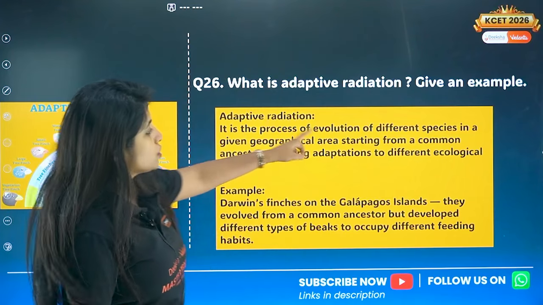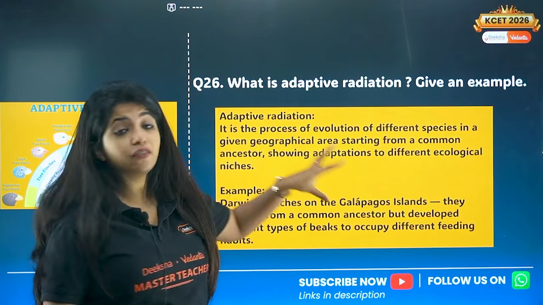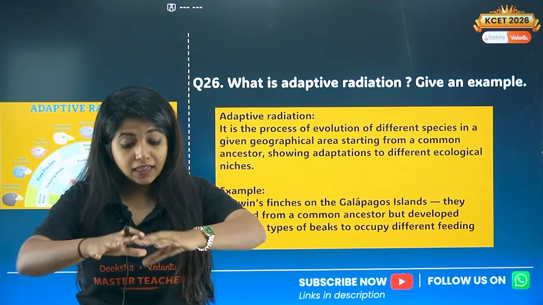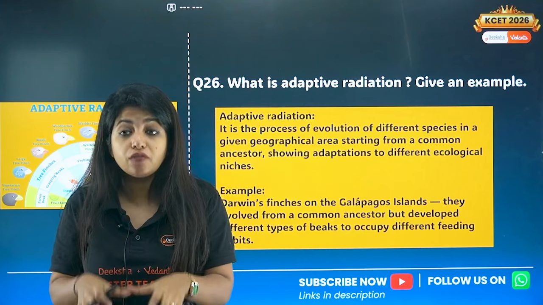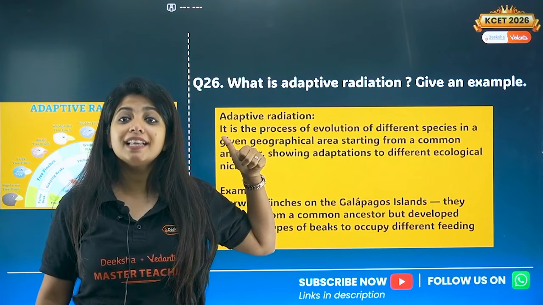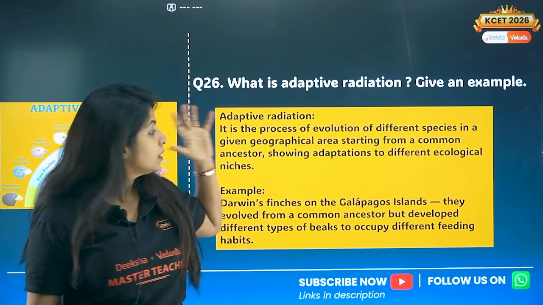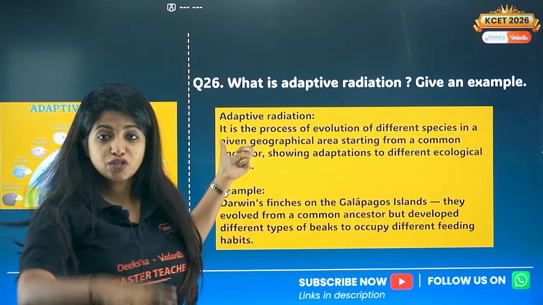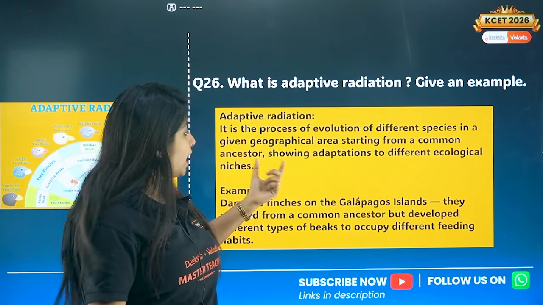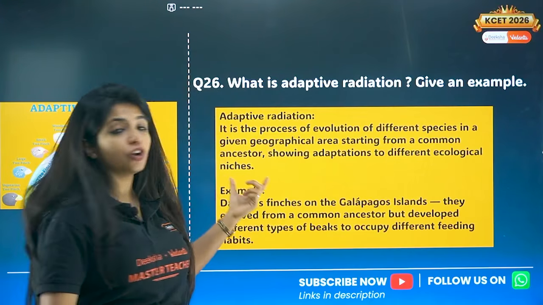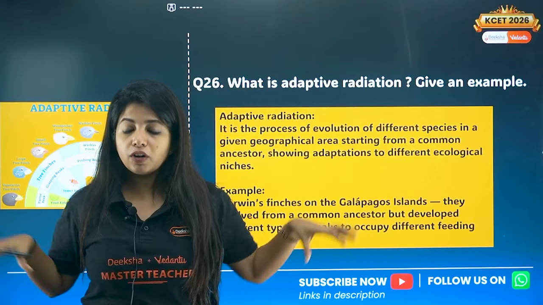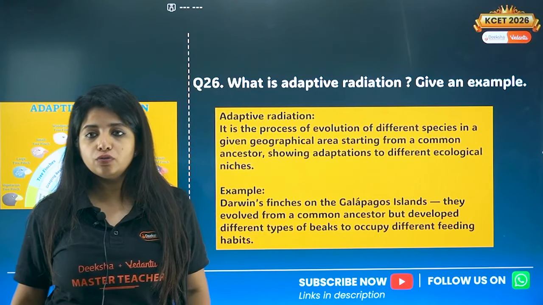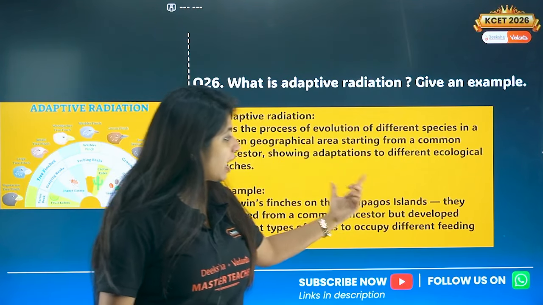Okay, so it is a process of evolution of different species in a given geographical area. That is very important. This is restricted to a given geographical area. Where was all this happening? In Galapagos Island. Starting from a common ancestor, they show adaptations to different ecological niches. So there will be different ecological niches and they show better adaptation to those. Example, Darwin finches on Galapagos Island.